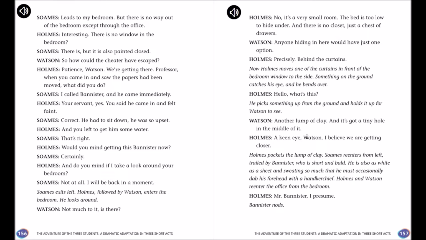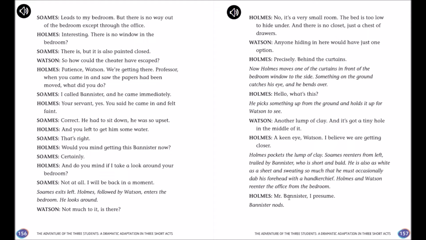Holmes. A keen eye, Watson. I believe we are getting closer. Holmes pockets the lump of clay. Soames re-enters from left, trailed by Bannister, who is short and bald. He is also as white as a sheet, and sweating so much he must occasionally dab his forehead with a handkerchief. Holmes and Watson re-enter the office from the bedroom.